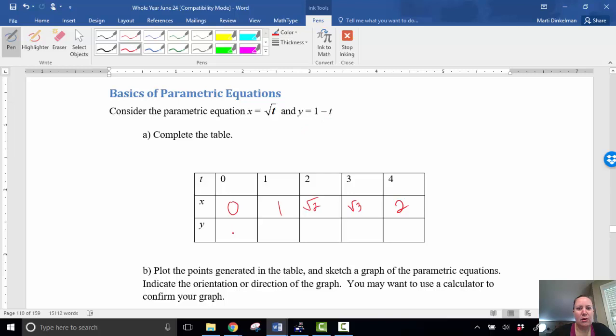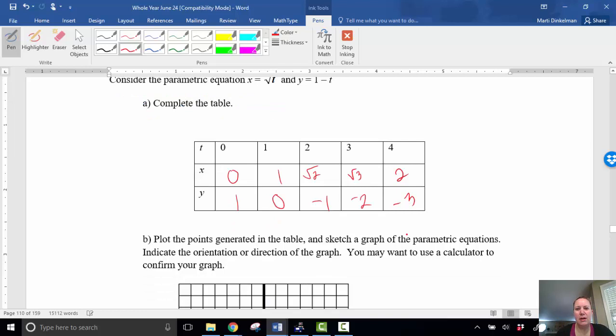Okay, so now the y coordinate: 1 minus 0, 1 minus 1, 1 minus 2, 1 minus 3, 1 minus 4. Oops, I better actually do that right though. I said 3 and then didn't write the right thing. 1 minus 3, and then 1 minus 4. Okay, and then we literally plot those on the graph.